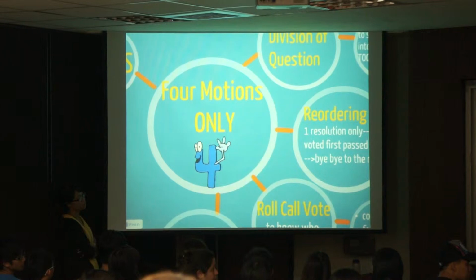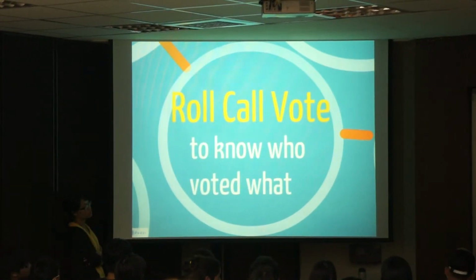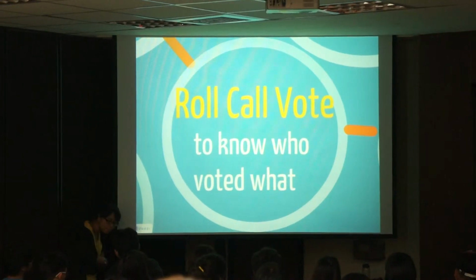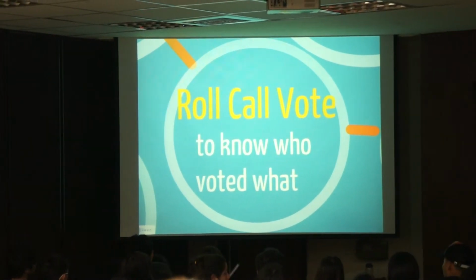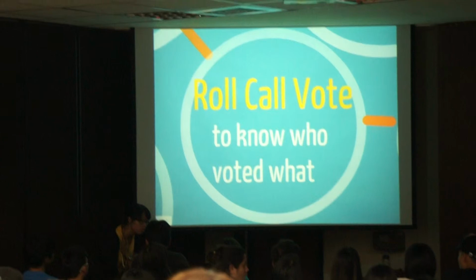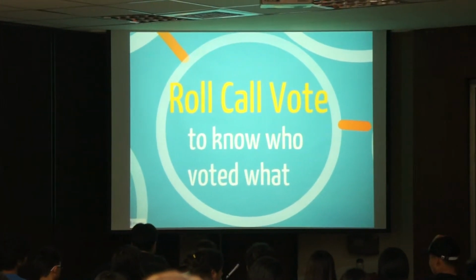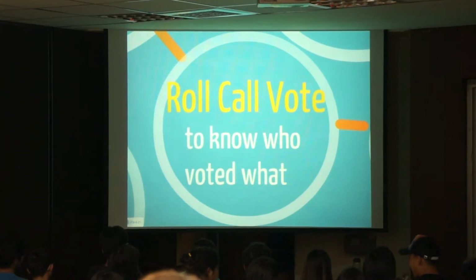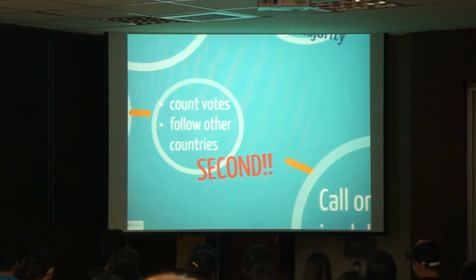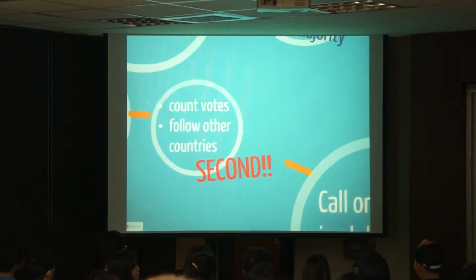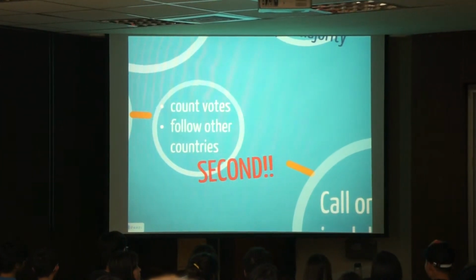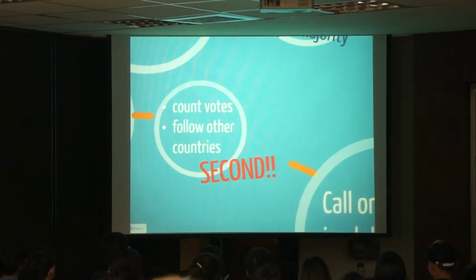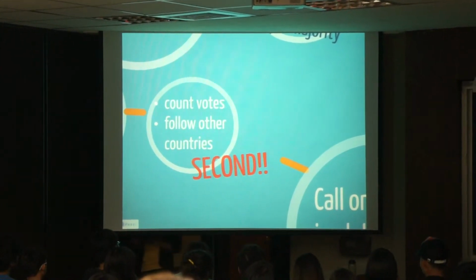Okay, I'll continue. So there is also one motion called roll call vote. Roll call vote is to know who voted what, because in the normal voting procedure, the chair will ask you to raise your placard. However, you cannot really see clearly who voted for what. So roll call vote is when the chair will call out the countries' names one by one, and then the country will answer yes or no after the chair calls on you.